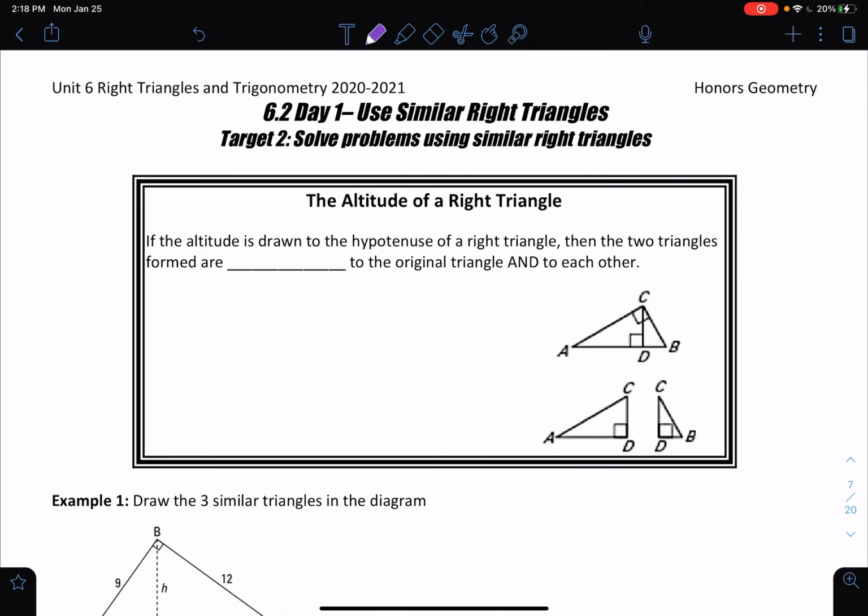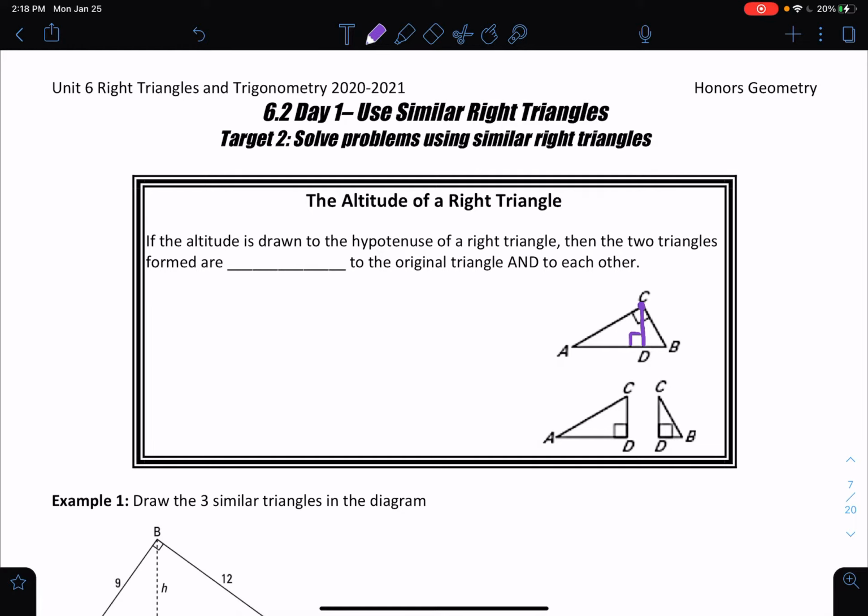Hey everyone, so we are going to continue looking at right triangles, and specifically in this video we'll be looking at similar right triangles that are formed when I drop an altitude. An altitude of a right triangle is this segment right here. I draw it from this vertex straight down and it forms a perpendicular to the hypotenuse. So that's what an altitude is.